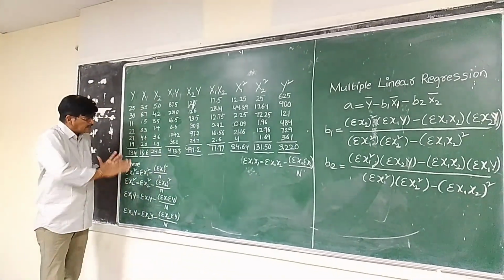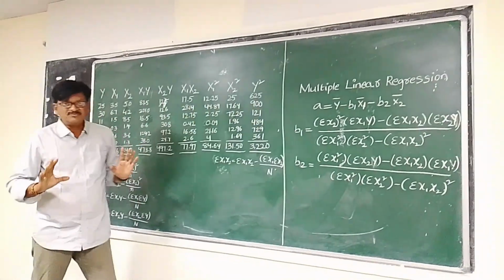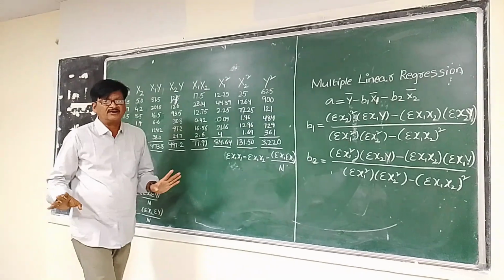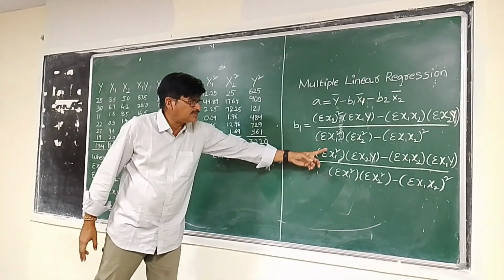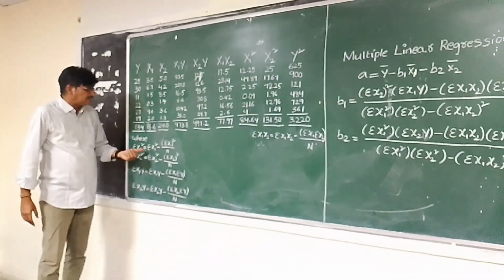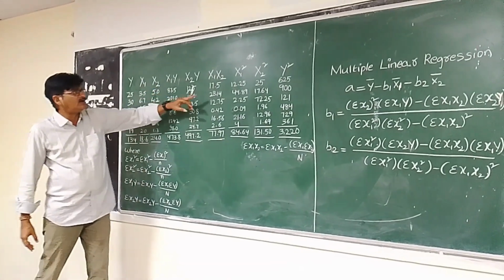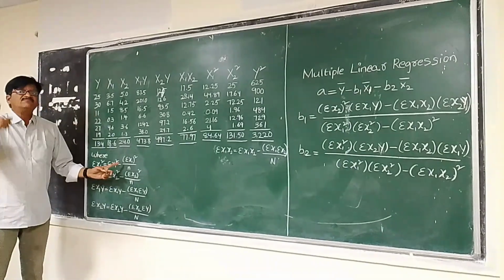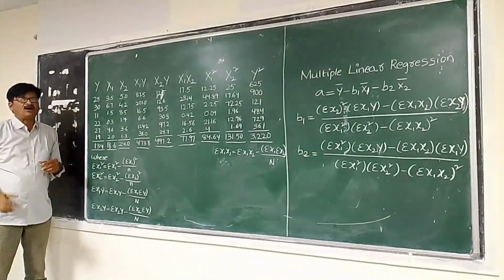See, my dear students, these values you cannot take directly here. What I am saying is, whatever values you are getting, you cannot substitute them here directly. What you have to do is, for example, sigma x1 square is there. How to calculate sigma x1 square? Sigma x1 square means 84.64 minus sigma x1 whole square. I will show you how.